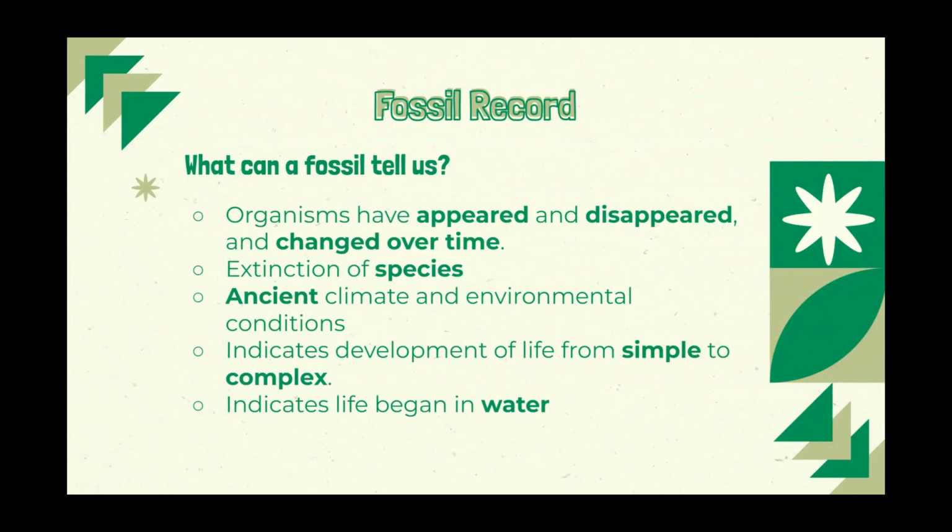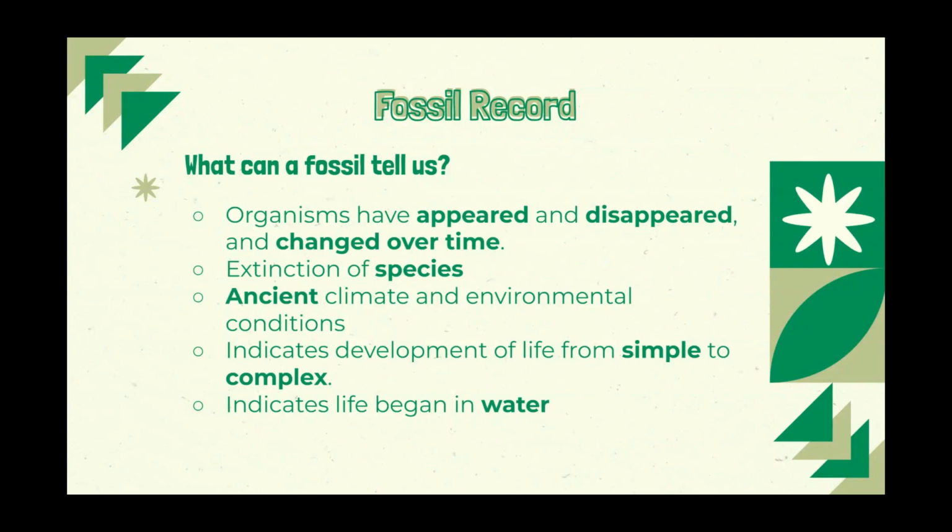What can fossils tell us? Well, fossils can tell us that organisms have appeared, disappeared, and changed over time. So we know that we have organisms that we can't find fossils of. We know that there are organisms that we have fossils of that don't exist today. And we know that there are organisms that look very similar to some past fossils, but aren't exactly the same. We can also see an extinction of species. In other words, like I said before, things disappear. We see organisms that used to live that we cannot find alive in current day.